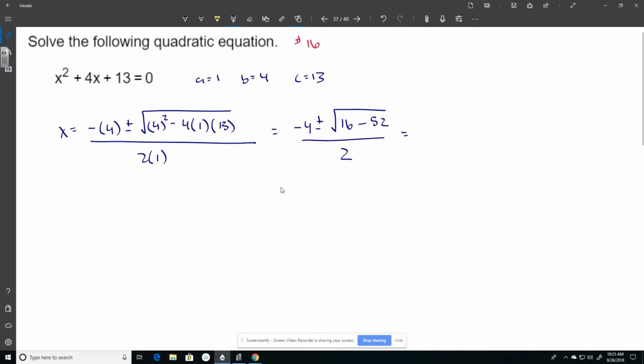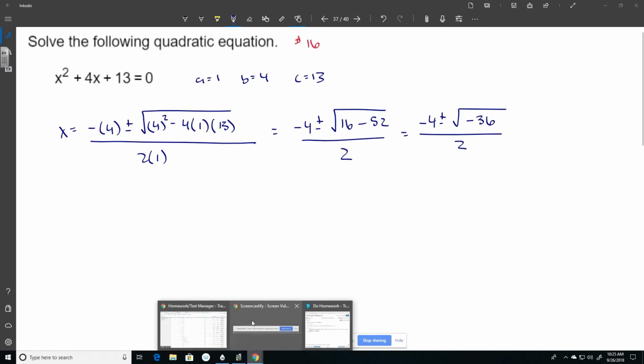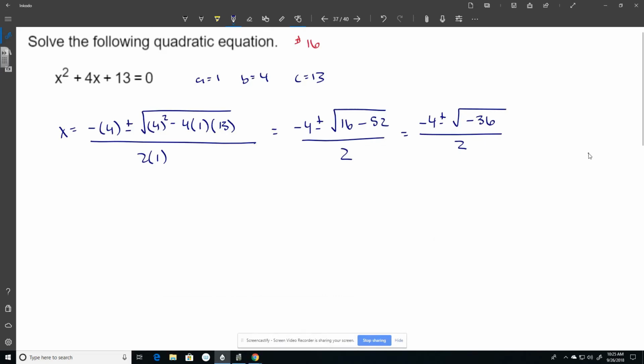Negative 4 plus minus square root, that doesn't change. But I'm taking the square root of 16 minus 52, which is negative 36, divided by 2. And if I go back to the assignment, I'm taking the square root of a negative number. That means there are no real solutions. But it might want imaginary solutions.